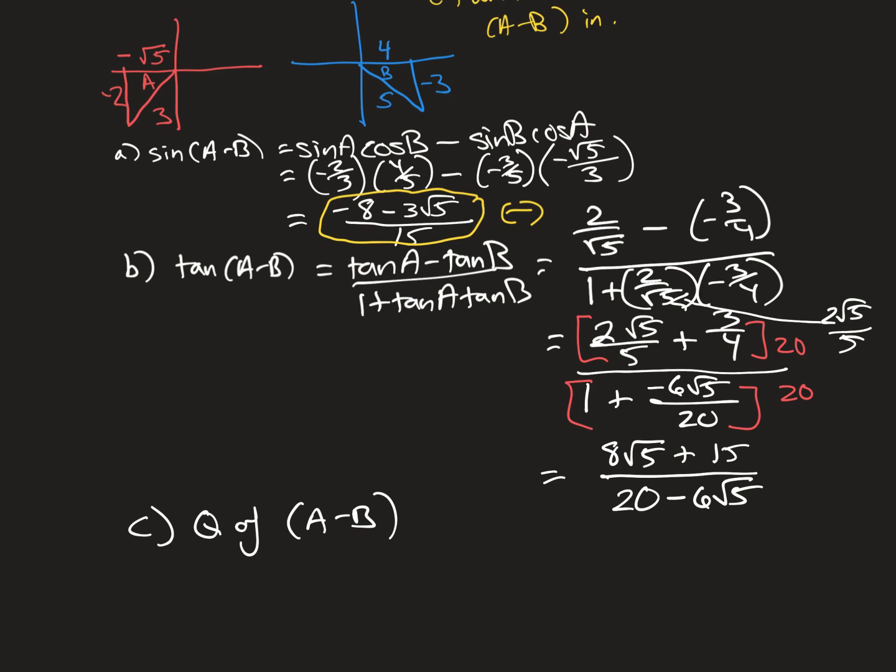So 20 minus 6 root 5. Well, root 5 is between 2 and 3. When I multiply that by 6, 6 times 2 is 12, 6 times 3 is 18, so it's between 12 and 18. It's not going to take the 20 and make the denominator negative, so this is positive. So what quadrant am I in? If sine is negative and tangent is positive, I am in quadrant 3. So that was a problem that we encountered.